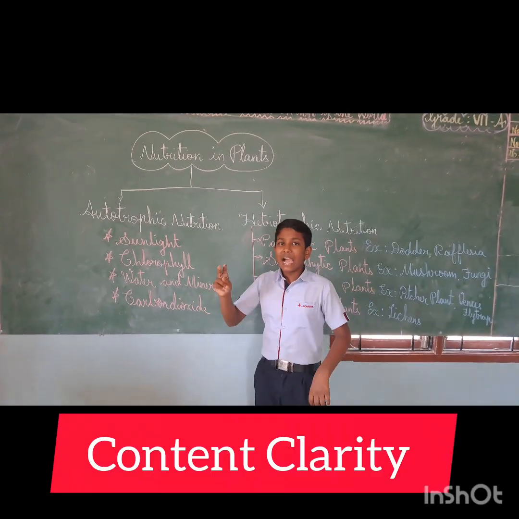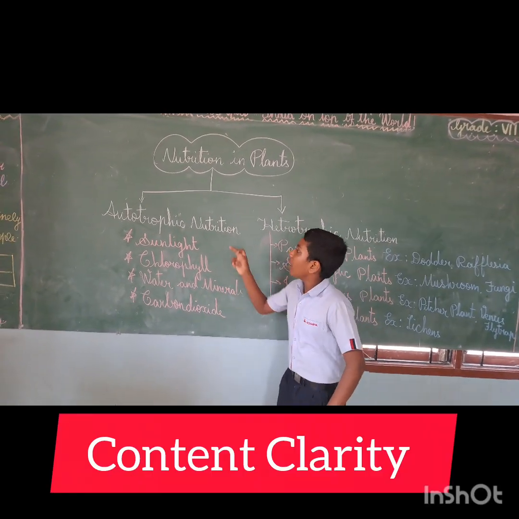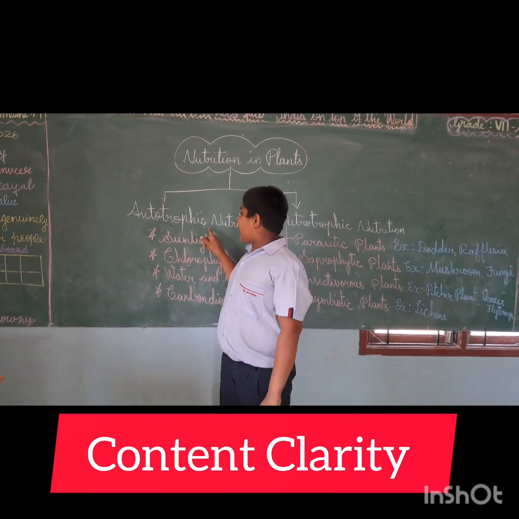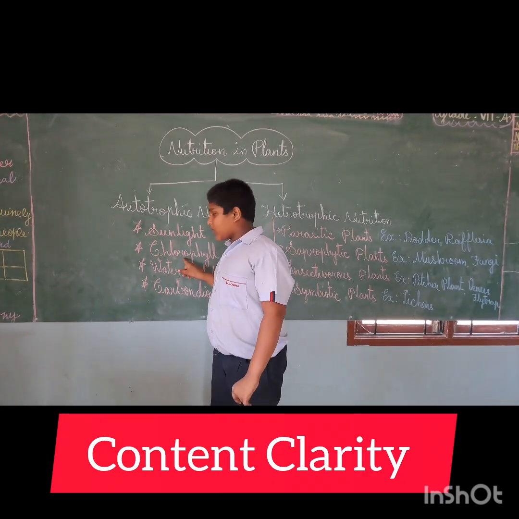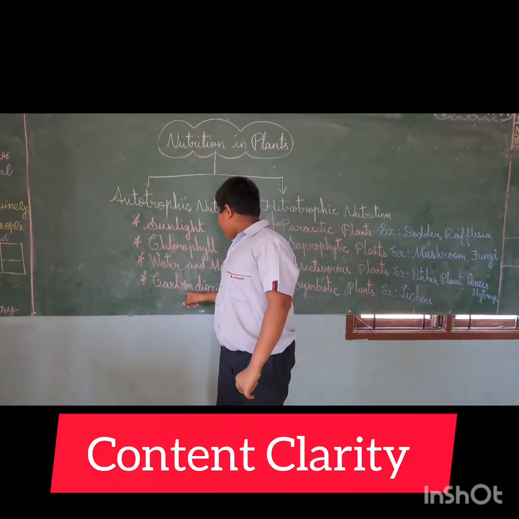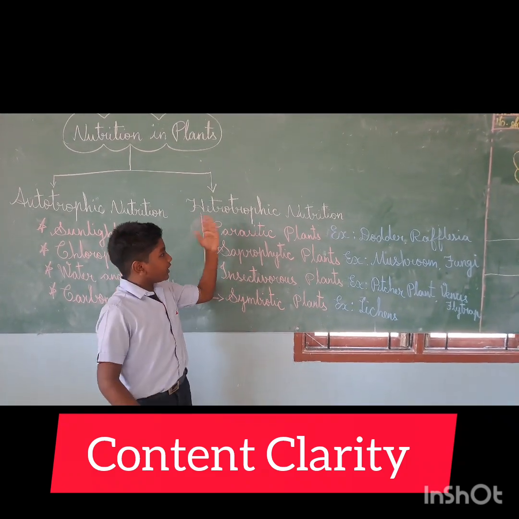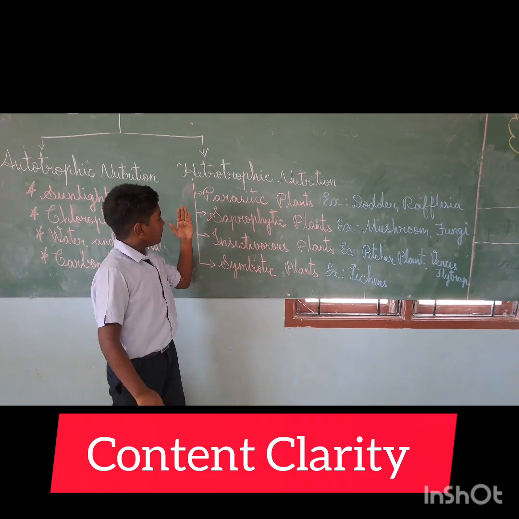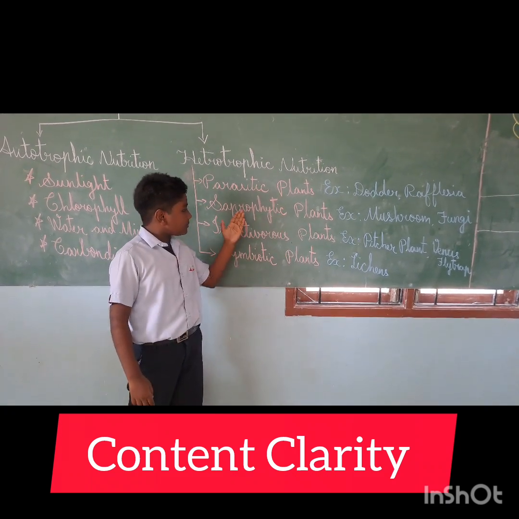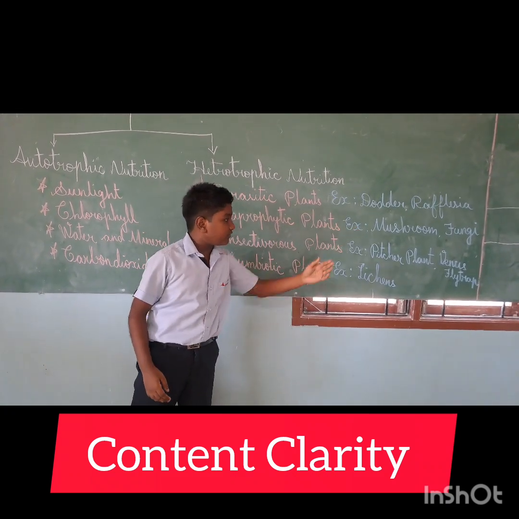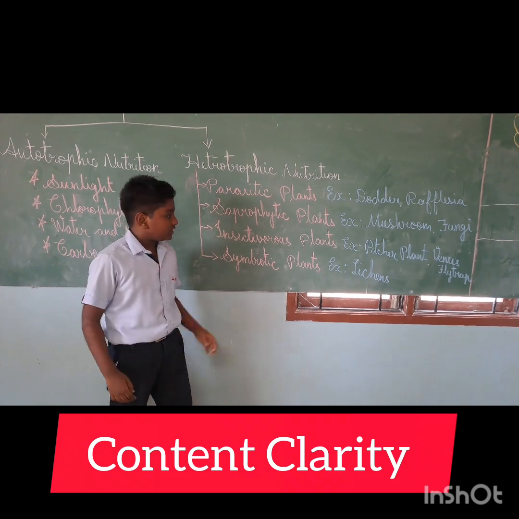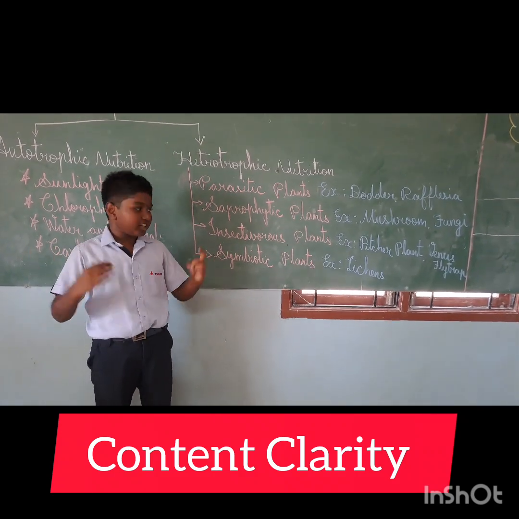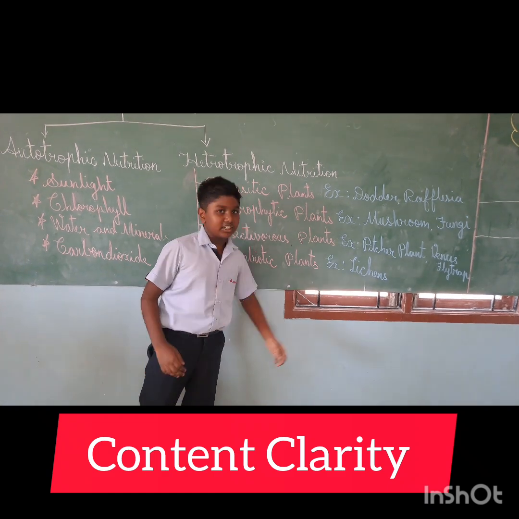Nutrition in plants. There are 2 types of nutrition in plants. Autotrophic nutrition: plants need sunlight, chlorophyll, water and minerals, and carbon dioxide. Heterotrophic nutrition: parasitic plants, example Rafflesia. Saprophytic plants, example mushroom, fungi. Insectivorous plants, example pitcher plant, Venus flytrap. Symbiotic plants, example lichen.